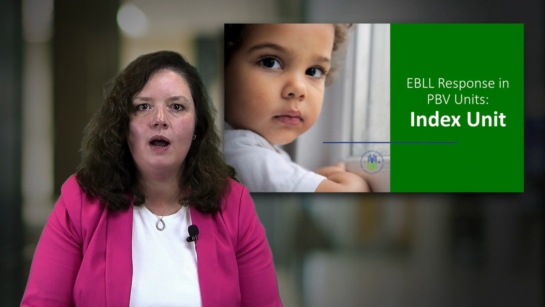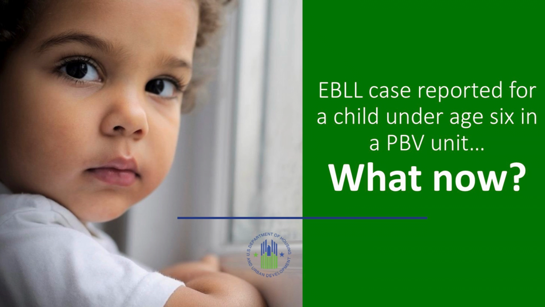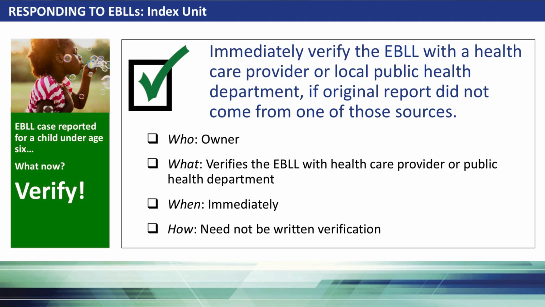In this segment, we'll walk through the steps of EBLL response for the index unit. EBLL response requirements start when an EBLL case is reported for a child under the age of 6 living in a PBV unit. The first step upon receiving a report of an EBLL in a PBV unit is for the owner, as the designated party, to immediately verify the EBLL.